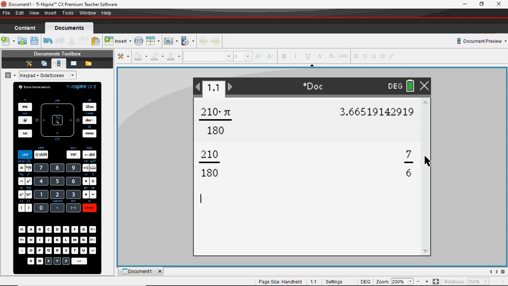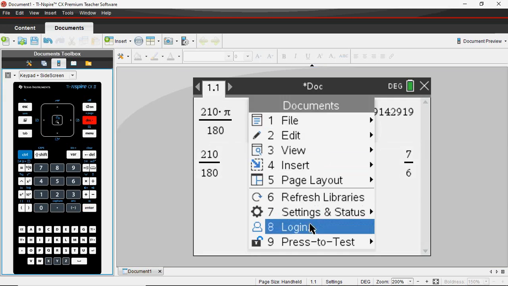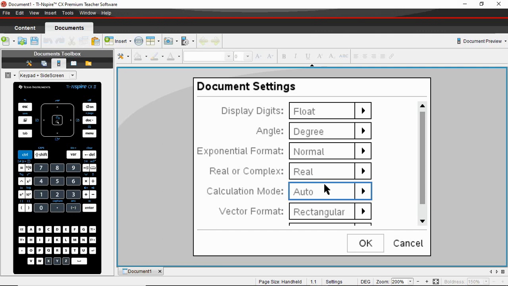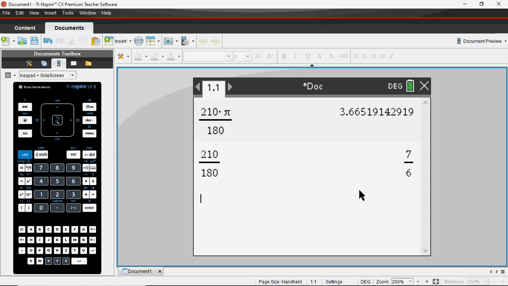If you have your calculator set to automatically give you decimals from fractions, then I recommend changing that setting. You can do that by going to doc 7.2 and making sure that your calculation mode is set to auto rather than approximate. It also does not matter if you're just doing conversions. It doesn't matter what setting you're in up here, whether it's degree or radians. That's only going to have an effect when you're doing something that explicitly has a trigonometric function on screen.